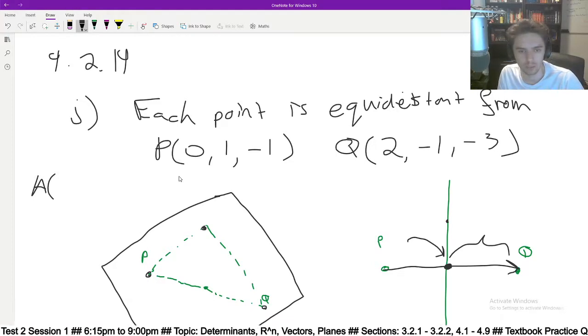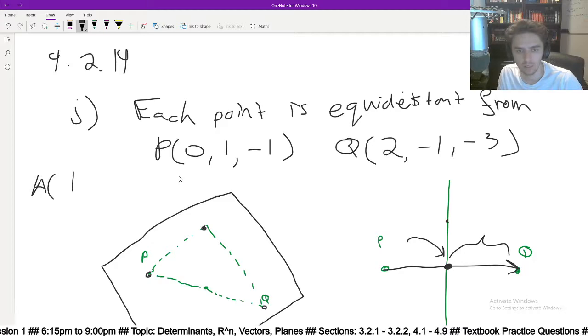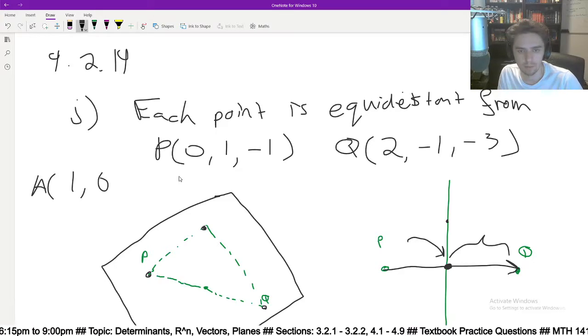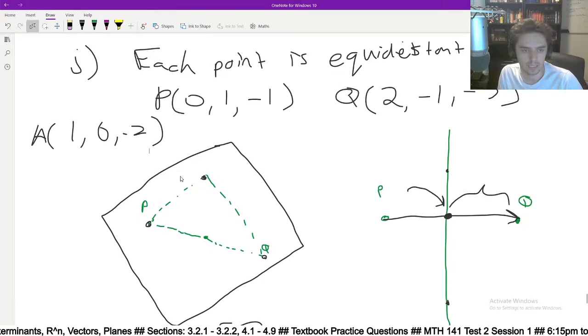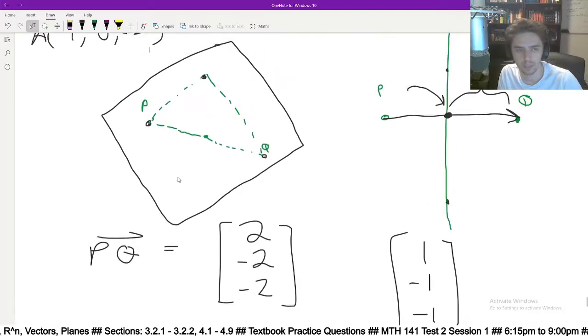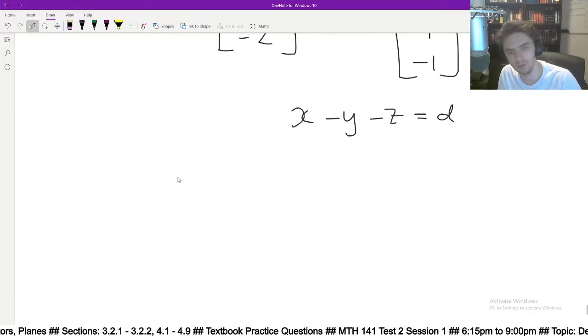So 2 plus 0 divided by 2 is 1. 1 plus negative 1 divided by 2 is 0. And negative 3 plus negative 1 is negative 4 divided by 2 is negative 2. So that's a. Okay, since we know that's on the plane, 1, 0, negative 2, let's just plug that in.